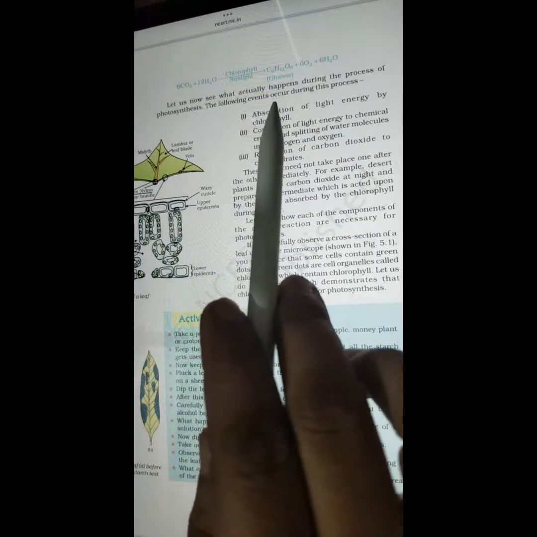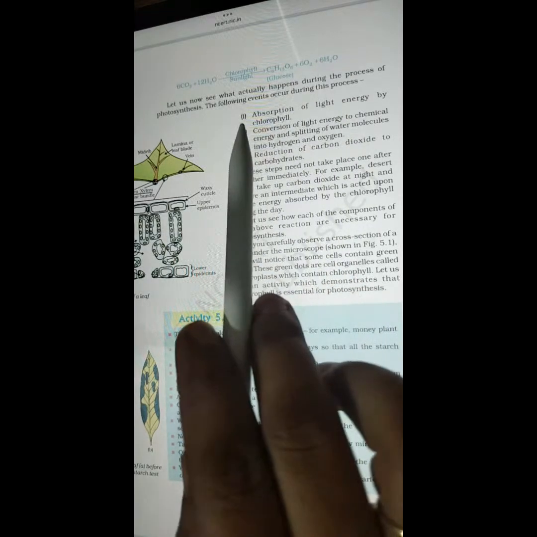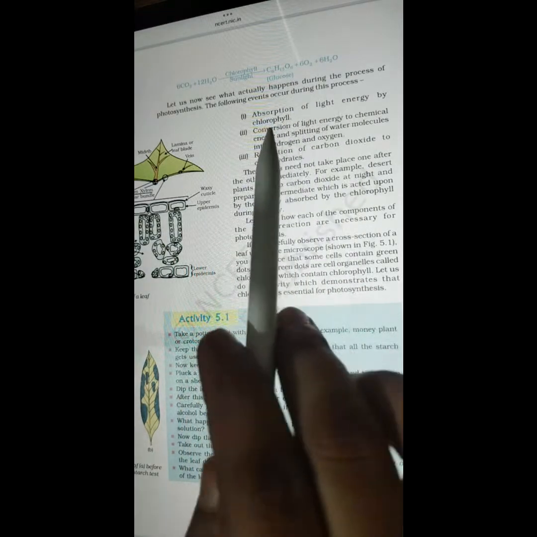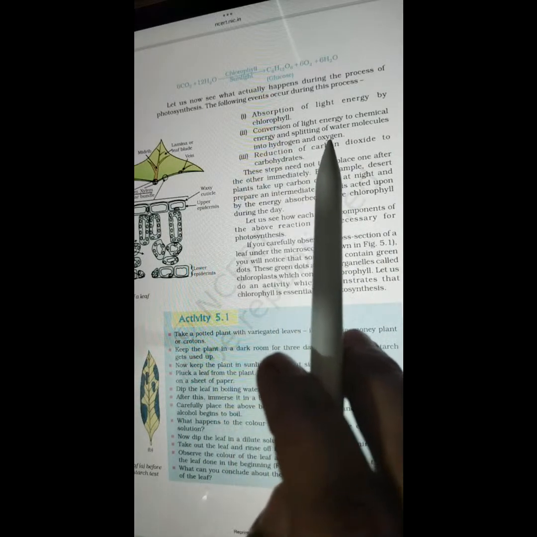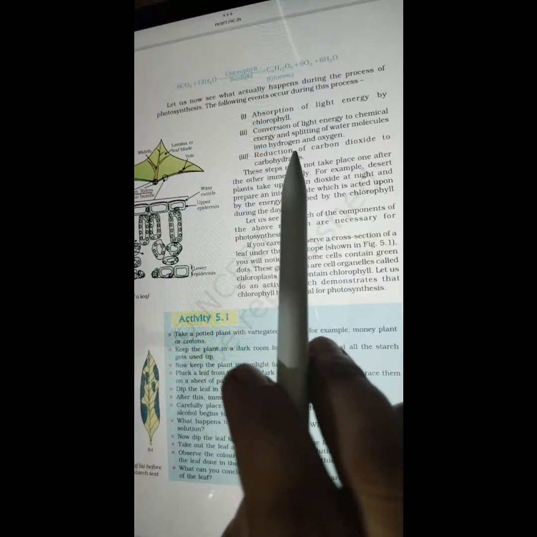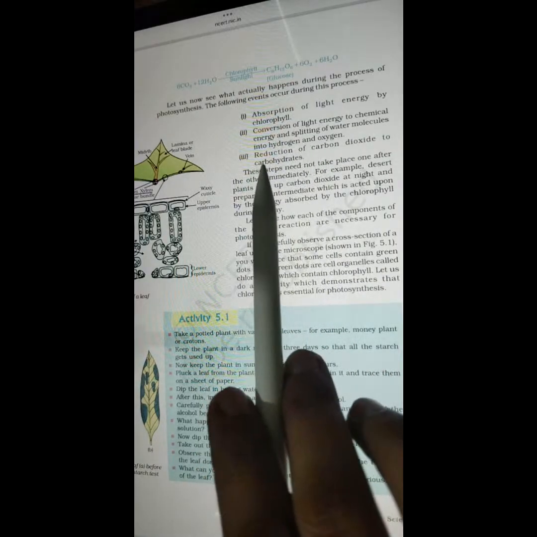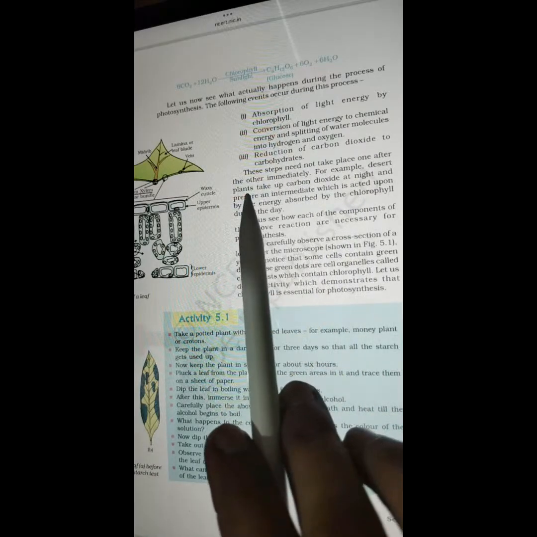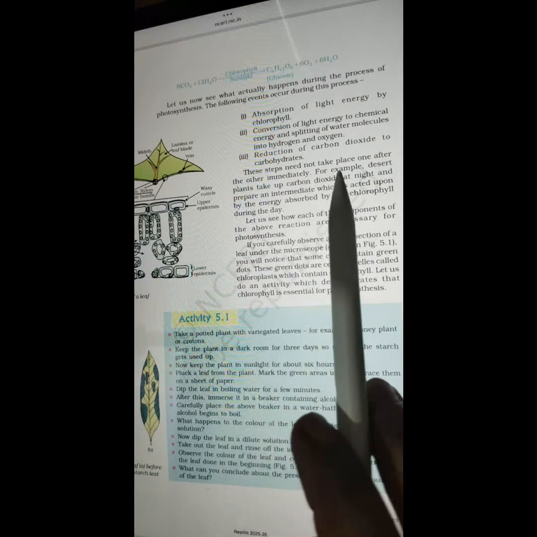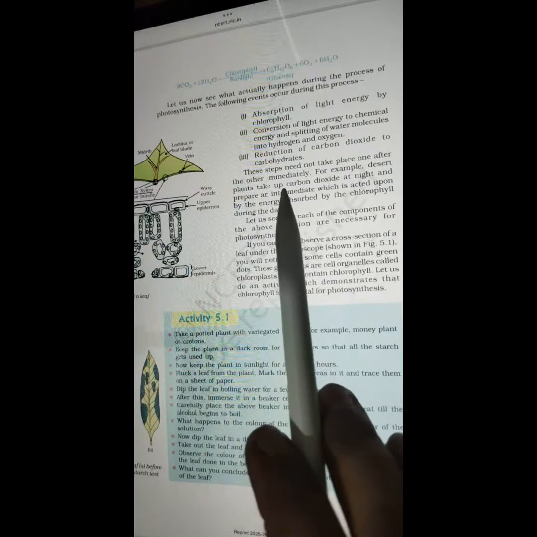The following events occur during this process. 1. Absorption of light energy by chlorophyll. 2. Conversion of light energy to chemical energy and splitting of water molecules into hydrogen and oxygen. 3. Reduction of carbon dioxide to carbohydrates. These steps need not take place one after the other immediately.